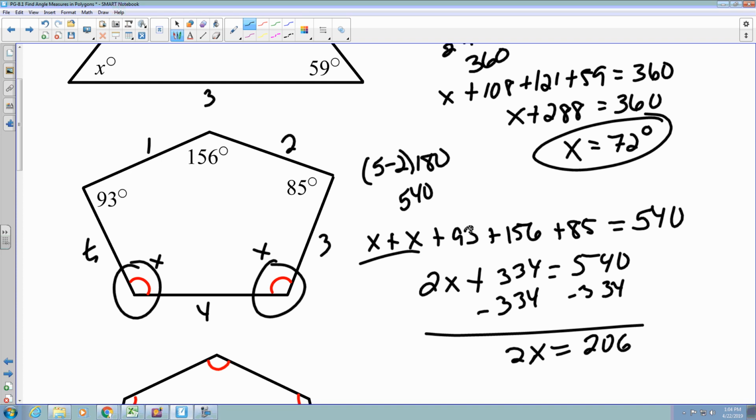Then we divide everything by 2. X will then equal 103. And since they're both the same, 103 degrees, 103 degrees. Okay?